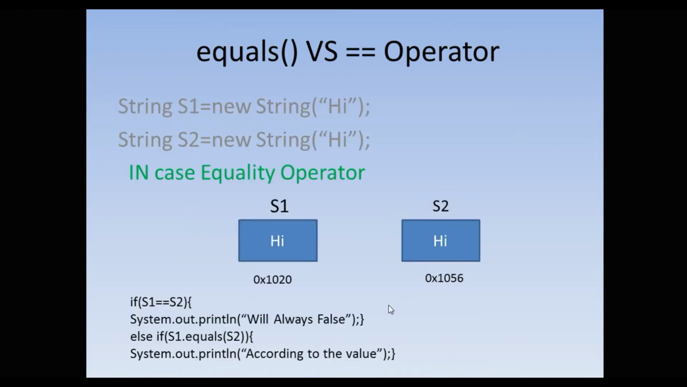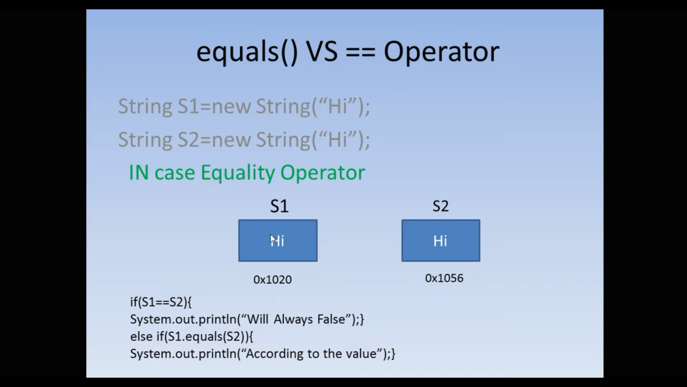But in the case of strings, here I have created s1 and s2, two string objects, and inside them there is the same value, hi and hi. In the case of this equality operator, s1 object may contain the address 10 and 20, and s2 contains the address 1056. The value of the literal, s1 and s2, is the same, hi and hi. If we compare both by the equality operator, this will never be true. Why? Because it compares the address value, not the literal value.